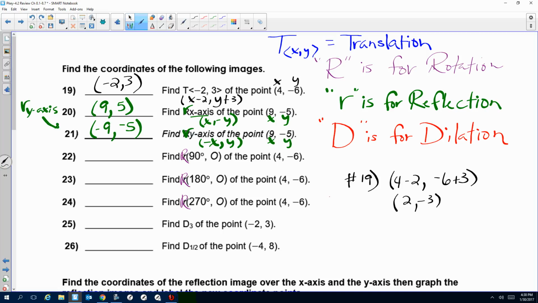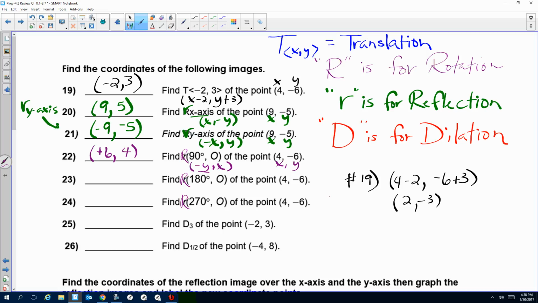Now we're going to do our rotations. Our rotation of 90 degrees, that rule is negative y comma x. So we're going to apply that rule for our x and y. It means we have to switch the order. If I switch the order, that becomes negative 6 comma 4. And we're going to change the sign of y. So if it's negative 6, it now becomes a positive 6. So now I just make that a positive 6 comma y.